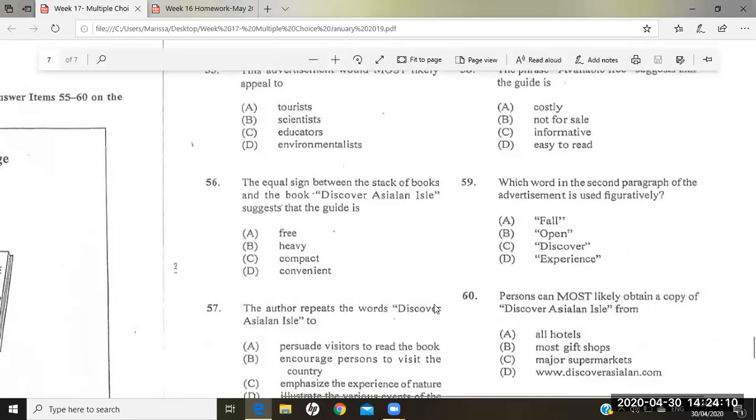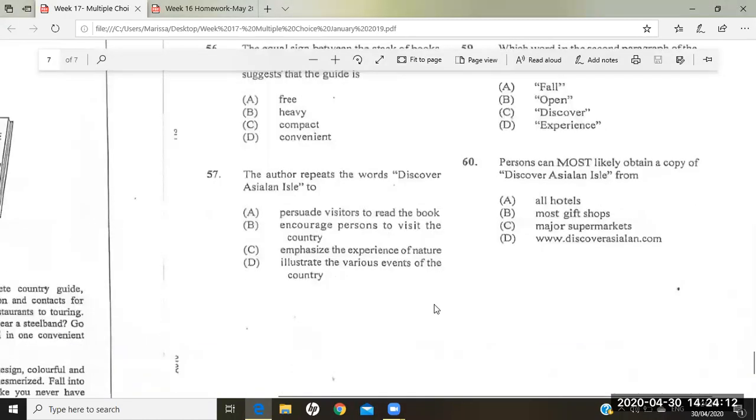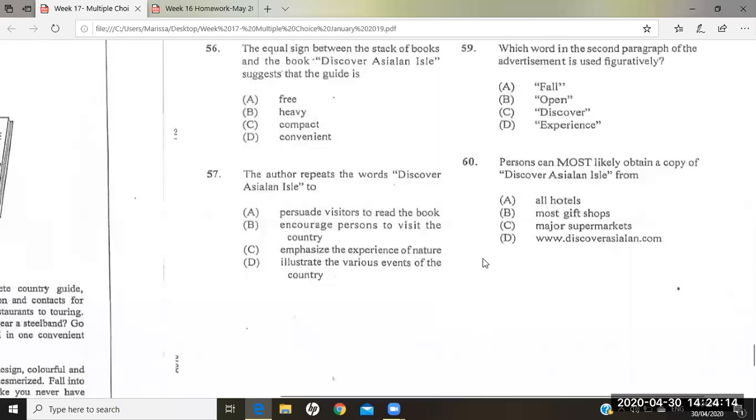Good. 57, Rennie will give me the answer for this. It says the author repeats the words Discover Asia Land Isle to do what? So why are the words repeated? Is it to persuade the visitors to read the book, to encourage persons to visit the country, to emphasize the experience of nature, or illustrate the various events of the country? So why are these words being repeated?